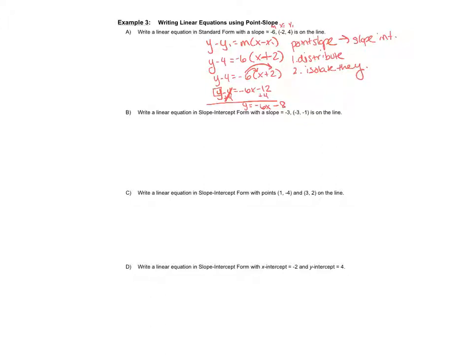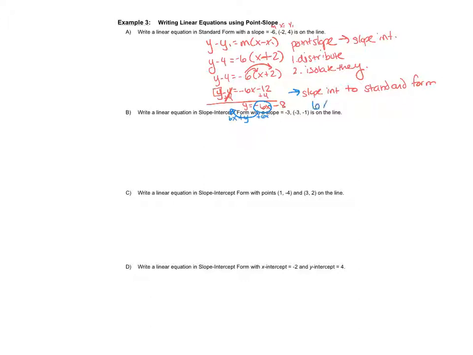And if I want to go from slope-intercept to standard form, my x needs to be in front. So I'm going to move the x to the opposite side by adding 6x to both sides.